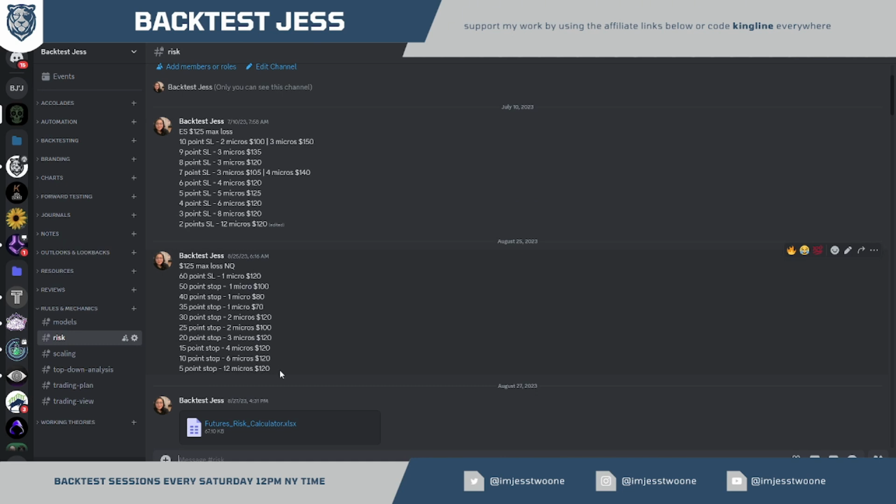And I had a template like this, right, where I know how much to risk on ES for $125. If my stop loss is X points, I risk X micros. Same thing for NQ. And $125 per trade with a 50K account, again, is 20 trades, right? So roughly 2 trades per day for 2 weeks.